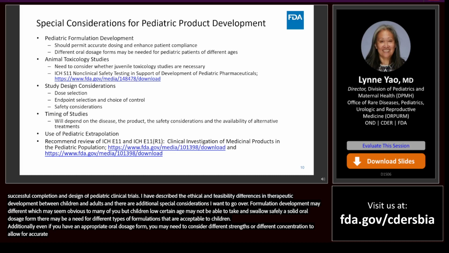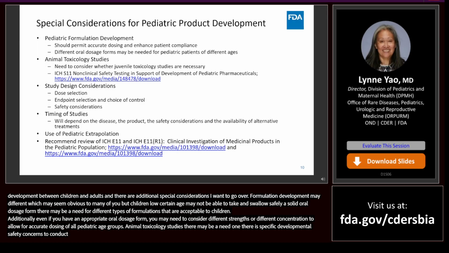Animal toxicology studies: when there are specific developmental safety concerns, there may be a need to conduct specific juvenile toxicology studies. I provided a very important guidance, another ICH guidance, S11, that you can refer to when considering the need for juvenile toxicology studies.